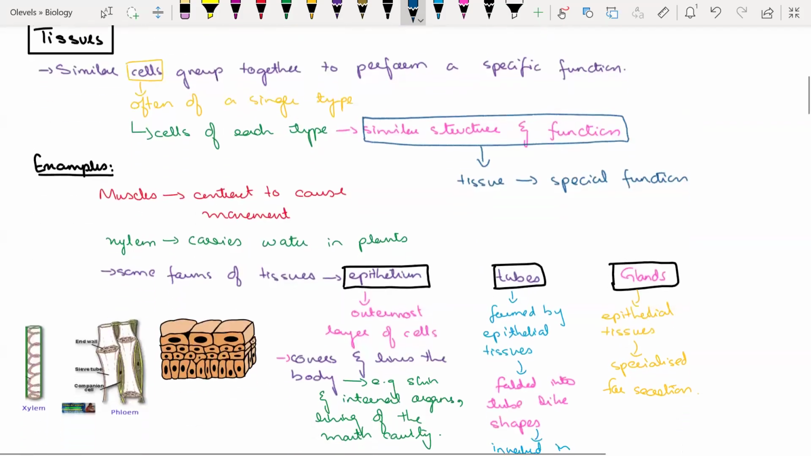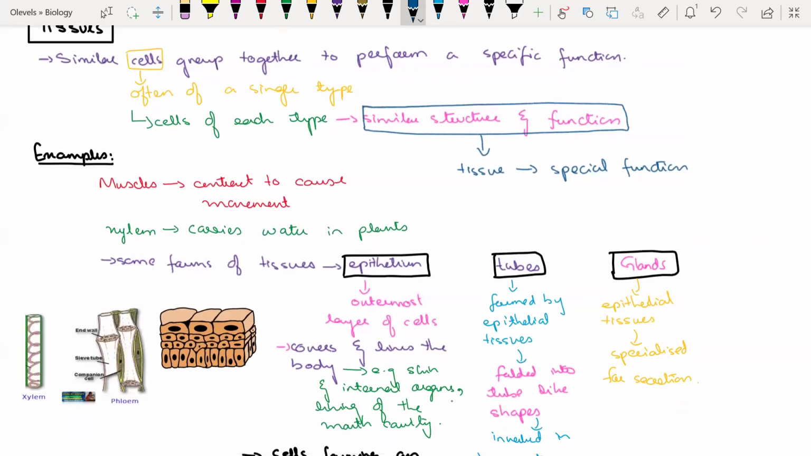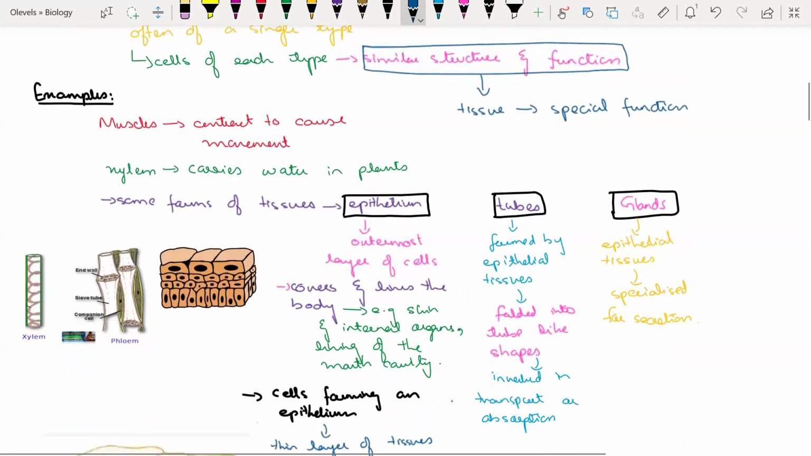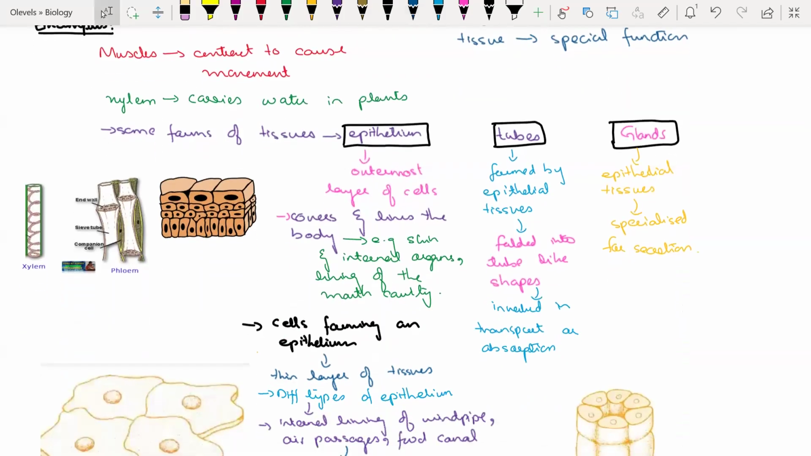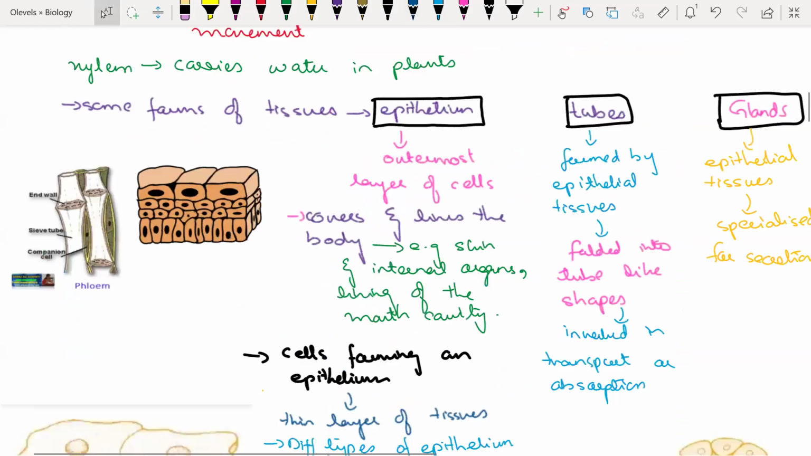For example, if you have a muscle, what is the function of muscles? They help you to contract and to cause movement, right? If you talk about xylem tissues, they carry water in plants, right? And there are some other forms of tissues as well, for example, epithelium tissues, the tubes, and the glands. Now, what are epithelium tissues? These are the outermost layer of cells, right? They mostly cover the linings of the body, for example, your skin, your internal organs, or the lining of the mouth cavity.